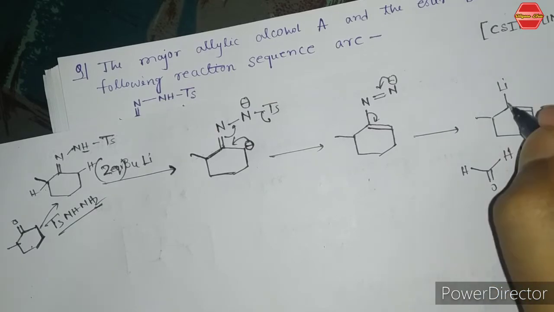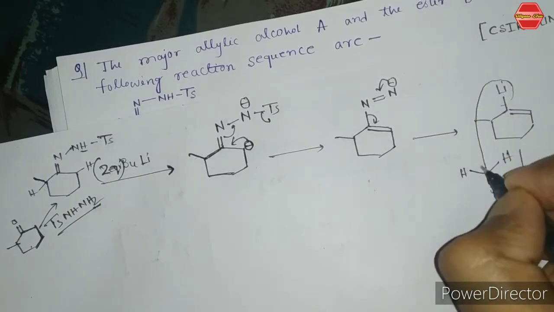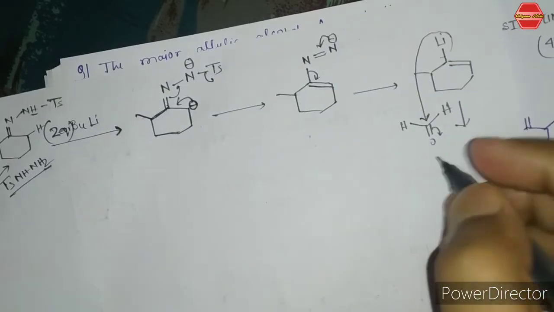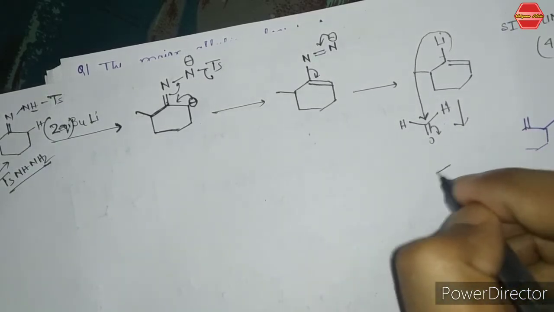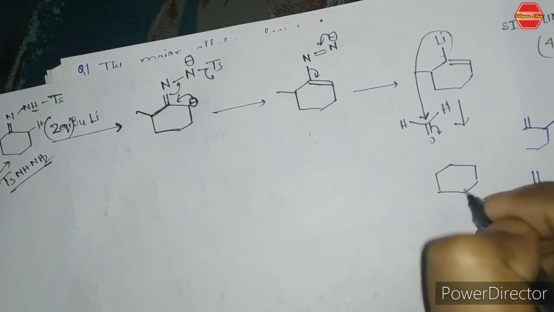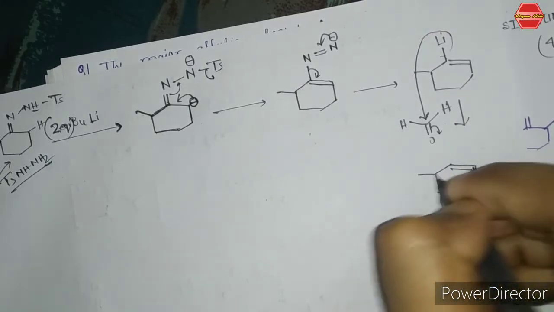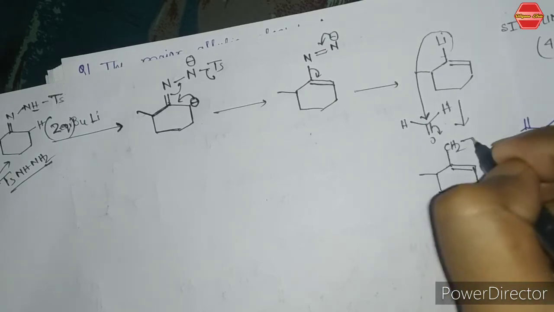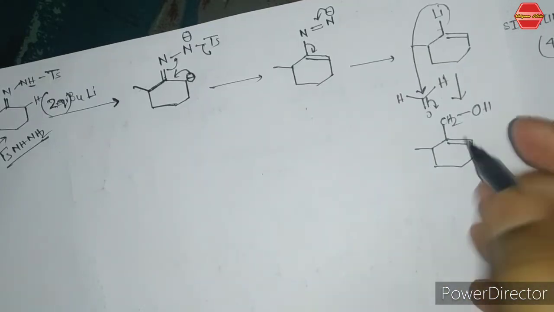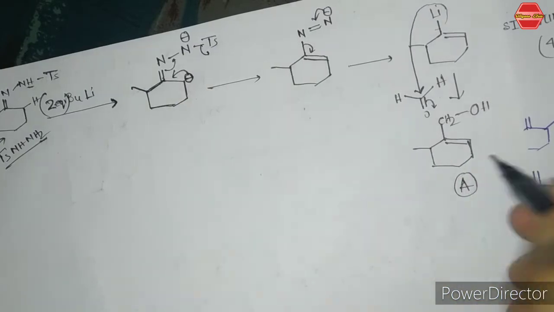So it can attack here, and you can easily draw the structure. You get this kind of structure, with CH2 and OH here. So you have reached the structure A.